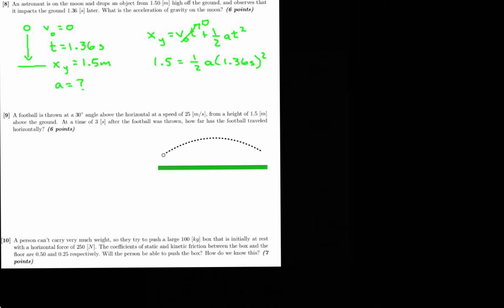1.5 equals 0.5 times x times 1.36 squared. And you just say solve for x. You put comma x. Okay. And then you're done. 1.62 meters per second squared. It says negative though. Whatever. I mean, sure, down. If you say down is positive, you're good.